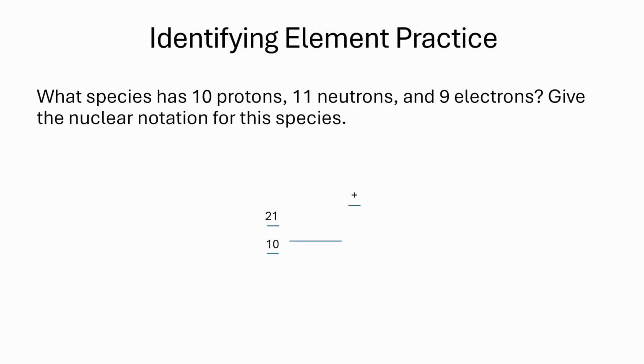And like I mentioned before, the atomic number will always be linked to the chemical formula of your atom. So 10 on the periodic table will represent neon. And so this is the nuclear notation for this specific species. It is a mass number of 21, atomic number 10 of neon, and it corresponds to a positively charged species.